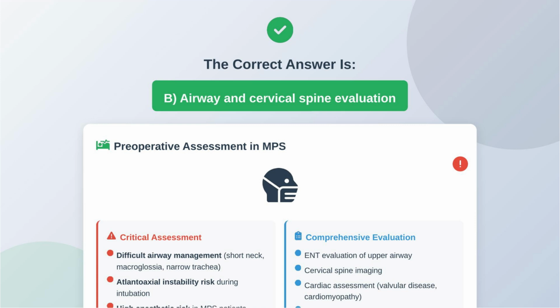Airway and cervical spine evaluation is the most critical preoperative assessment for anesthetic planning in MPS patients. These patients present significant challenges due to difficult airway management from short neck, macroglossia, and narrow trachea, plus risk of atlantoaxial instability during intubation. A comprehensive preoperative assessment should include ENT evaluation of the upper airway, cervical spine imaging, cardiac assessment, and pulmonary function testing. MPS patients are considered high anesthetic risk and often require specialized protocols.